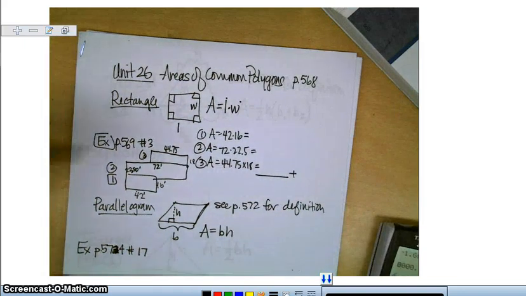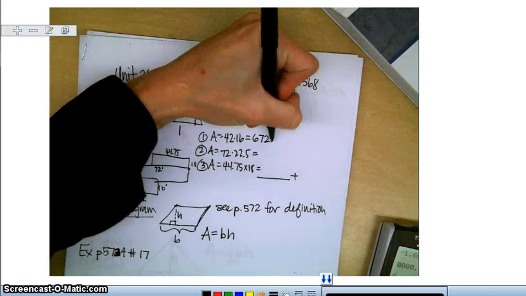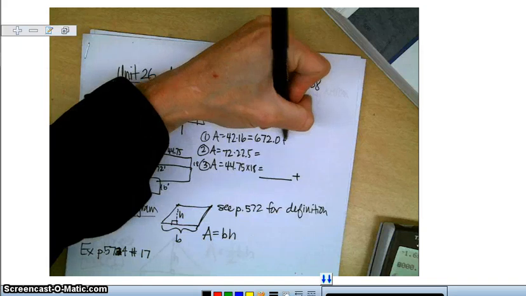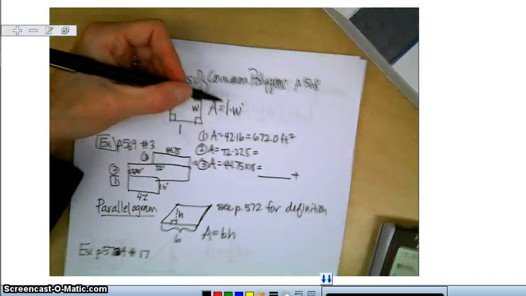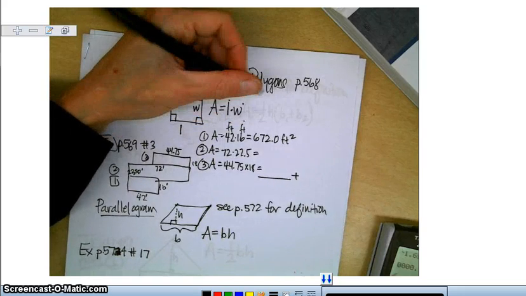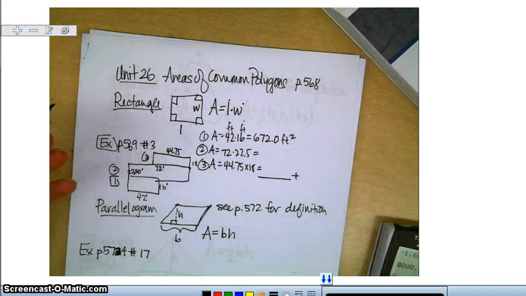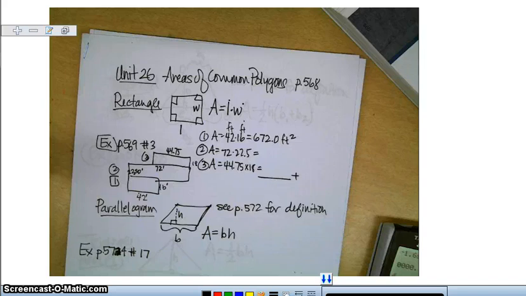So the first rectangle ends up being 672.0 feet squared, or square feet. Anytime you're dealing with area, if you notice, this is a feet and this is a feet, so feet times feet is feet squared. Any area measurement is going to be something squared. Centimeters squared, feet squared, inches squared, yards squared, whatever. It's always squared. That's how you correctly label an area calculation.